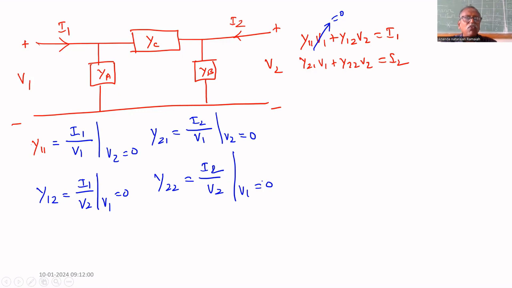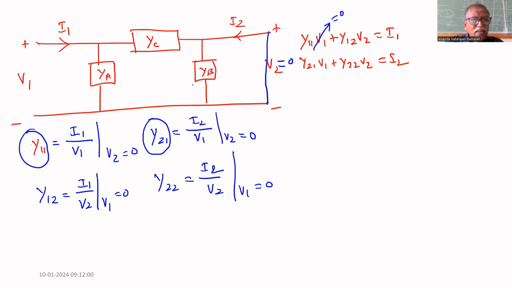Now let us find the four parameters for this circuit. First, let us assume that V2 equal to 0. If you assume V2 equal to 0, you will get Y11 and Y21. So that's why we have to short circuit this, because V2 equal to 0. To find Y11 and Y21, we have to make V2 equal to 0. V2 equal to 0 means the output is short circuited.